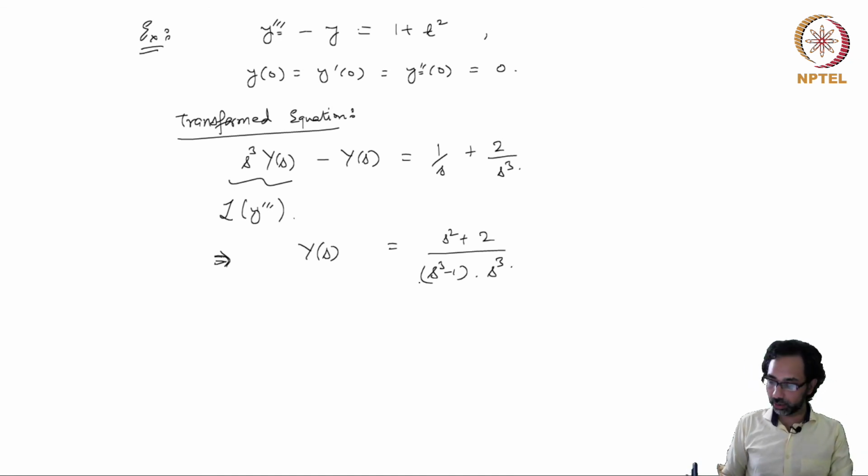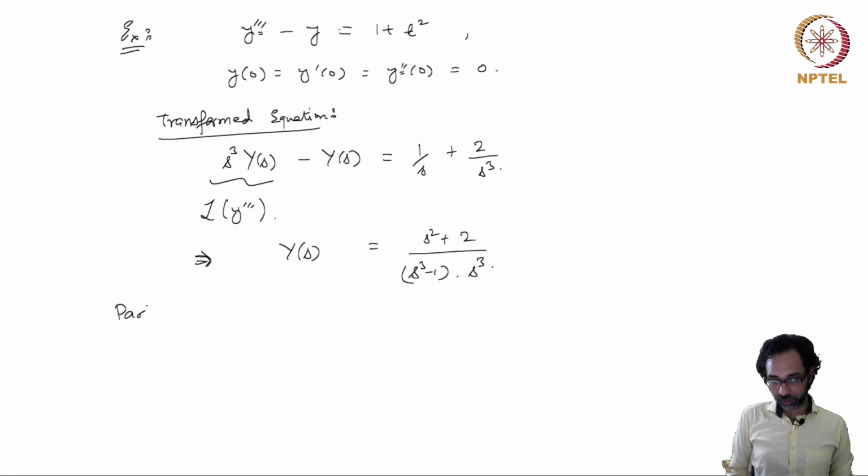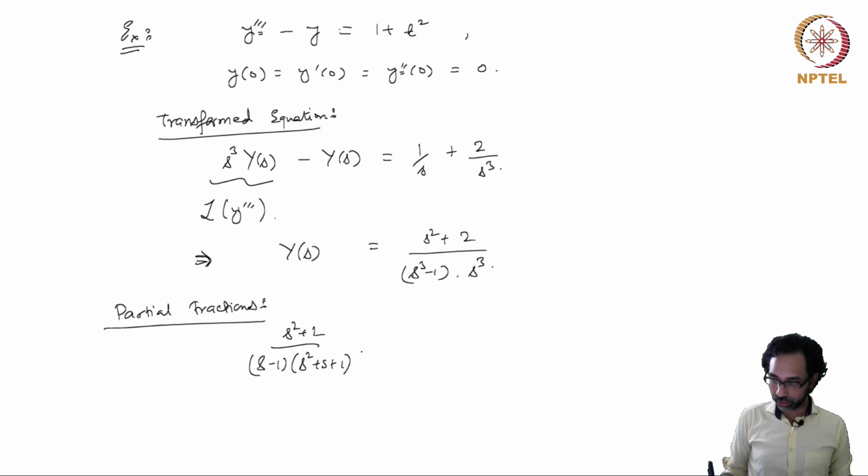So now we can use various kinds of methods to solve for the inverse Laplace transform. I am going to use the method of partial fractions. So we will write (s^2 + 2)/s^3 (s^3 - 1) as (s^2 + 2)/(s^3 (s - 1)(s^2 + s + 1)). So we have a repeated linear factor here, one linear factor here and one quadratic factor here.